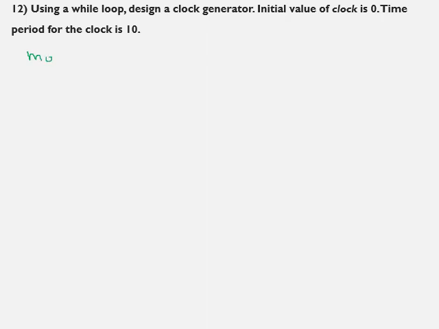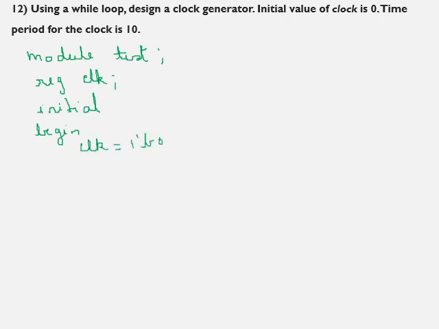Say module test. I will declare a register clock and I will have the initial block. Inside the initial block, I will initialize clock to 0 first. Then I will have a while loop. The condition here is you have to use a while loop, right? So here I will have an infinite while loop. An infinite while loop is just by having 1 in the condition expression. You just put a 1, that becomes an infinite while loop.